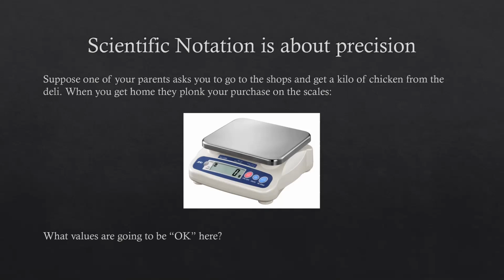And I want to know here what values that scale could read there would cause your mum or your dad to go, what the hell are you doing? Why did you get so much? Or why did you get so little? So just in the chat, can I get you to nominate what's the smallest reading we could have on this scale? And notice it's in grams, this scale. What's the smallest reading we could have on this scale that your mum would be okay with? So I'm going to give you 20 seconds to write that in the chat.